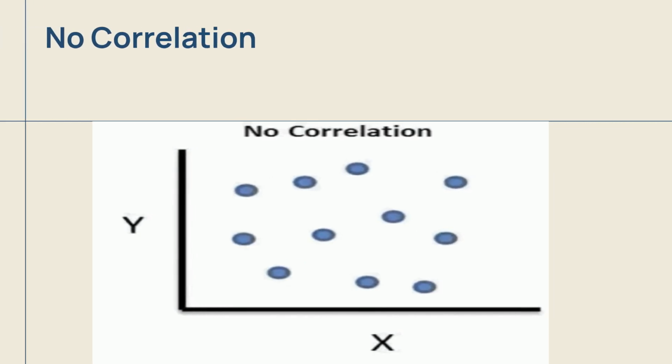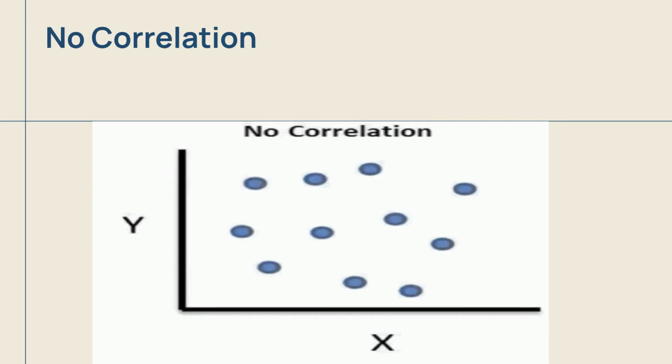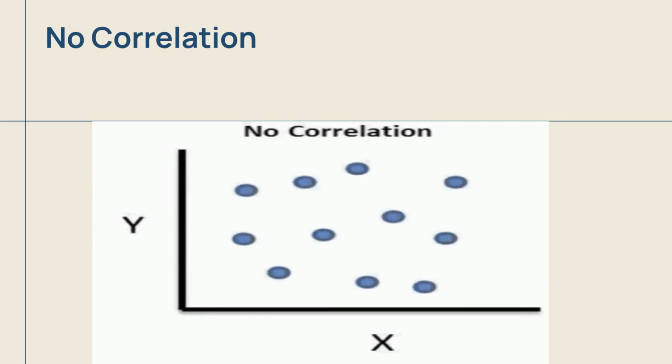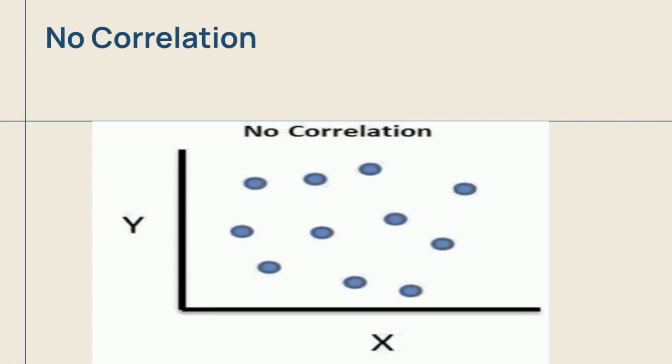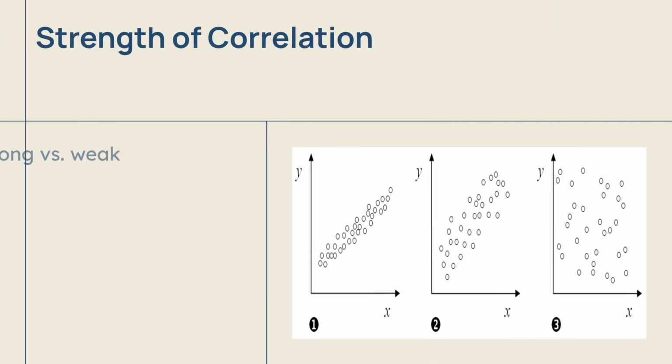When there's no correlation, the points on your scatter graph will appear randomly scattered, showing no clear pattern or relationship between the variables. Imagine plotting shoe size against favorite color. There's no expected link. Correlation also has strength.